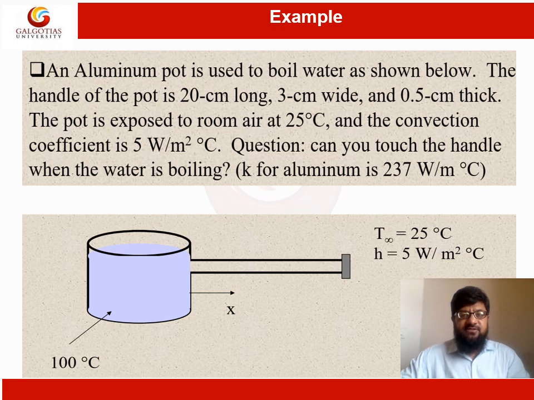Now let us take an example to understand how the concept of fin is used in engineering design. Let us take an example of an aluminum pot in which the water is boiling. The handle size is given and the ambient room conditions are also given. The convection coefficient is given. So the question is asking whether we can touch the handle when the water is boiling.